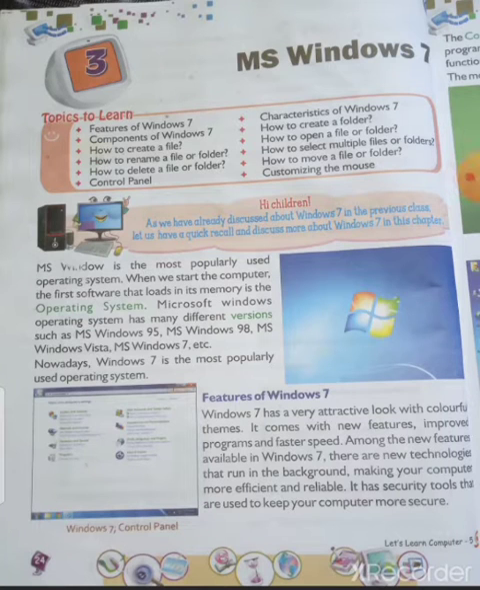After a long time, I am going to continue chapter 3 from your computer. In the previous class, we discussed the features of Windows 7 and the components of Windows 7. Now we are discussing topics like how to create a file and how to rename a file or folder. I hope all of you remember the two topics, features of Windows 7 and components of Windows 7. Okay, let's start.